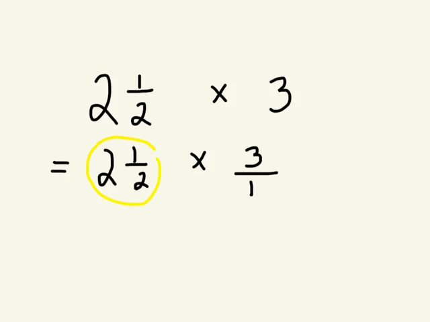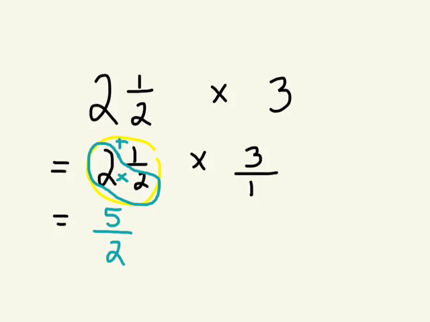Now, when we multiply fractions, we want to turn our mixed numbers into improper fractions, okay? So to turn a mixed number into an improper fraction, we multiply the whole number by the denominator, and then we add the numerator. So 2 times 2 is 4, 4 plus 1 is 5. 5 over 2 is the same as 2.5, and that one's pretty easy to figure out in your head because 2 goes into 5 2.5 times. So they both represent the same thing.